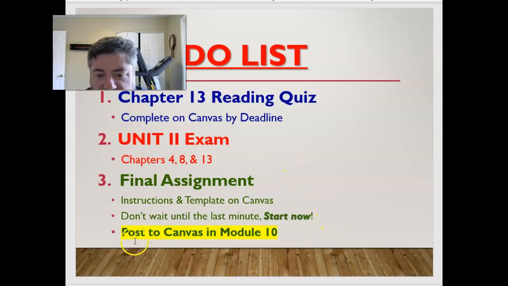And then make sure you look forward to Module 10. I handed this out in our last in-class meeting, and look at your final assignment. Make sure you download, if you weren't in class, the instructions. Download the template on Canvas. And then don't wait until the last minute, because this is a challenging culminating activity. Start working on it now.